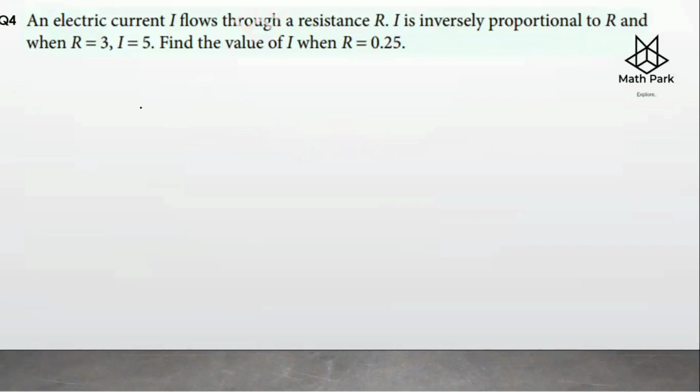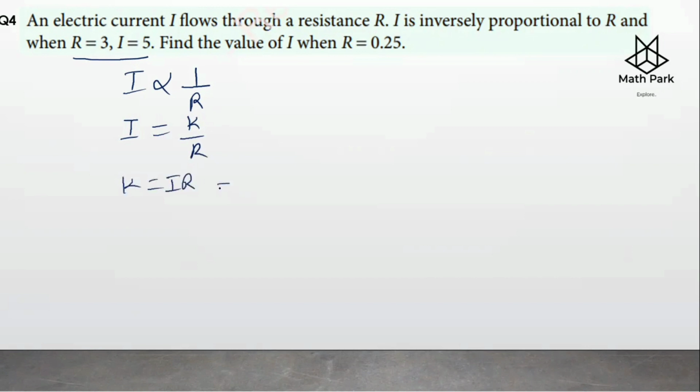An electric current I flows through the resistance R. I is inversely proportional to R. Okay? And when R is equal to 3 and I is equal to 5. So first thing what we do here is find k, that is the constant of proportionality. I is equal to k upon R, or k is equal to IR. The product is constant. Let us put the value of I as 5 and R as 3. So 5 times 3, we get k as 15.